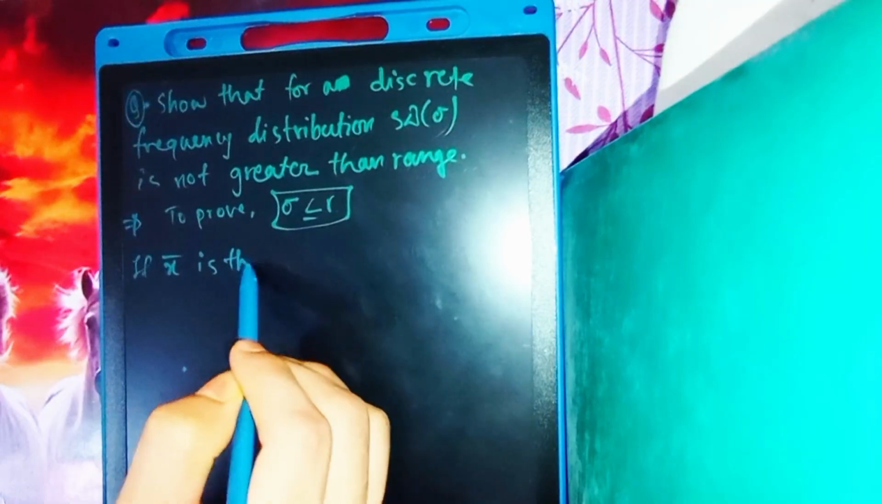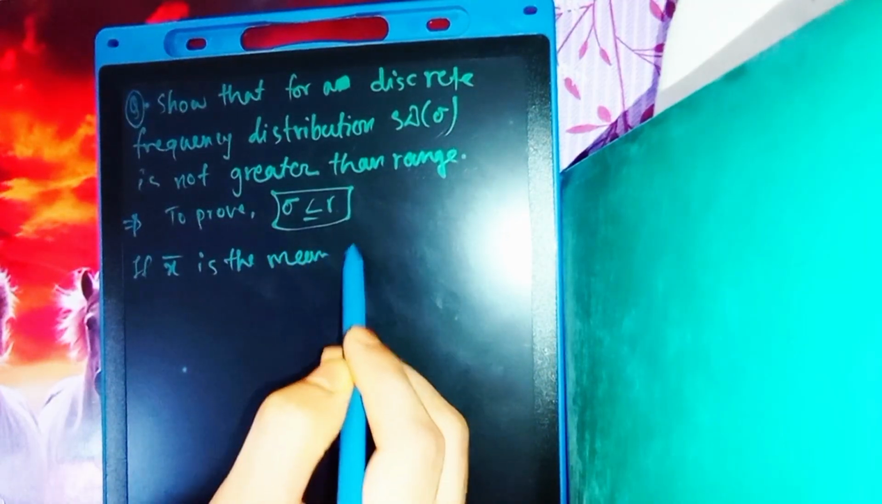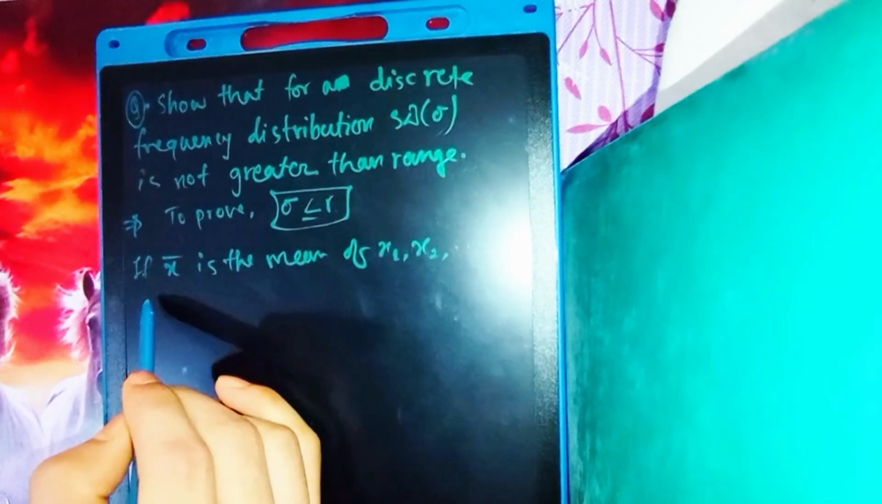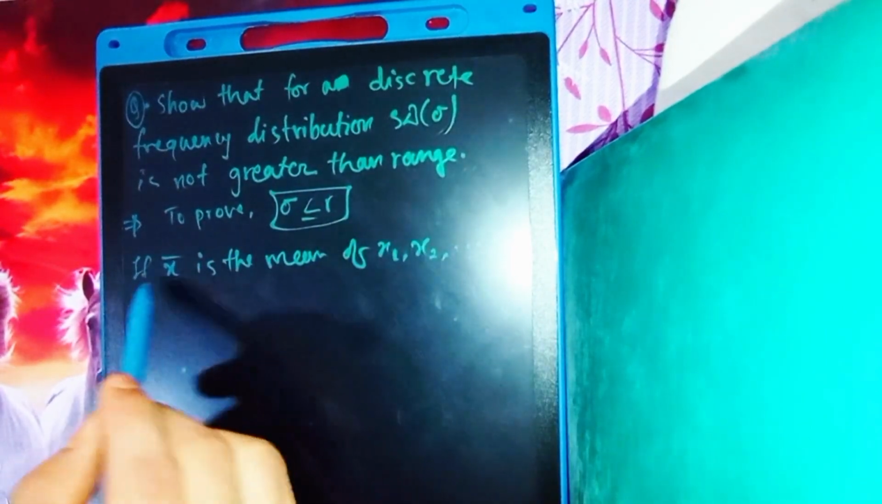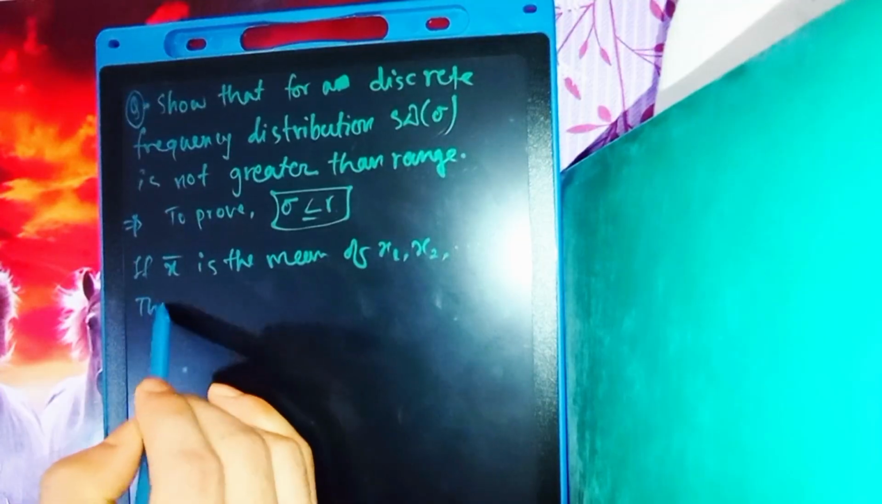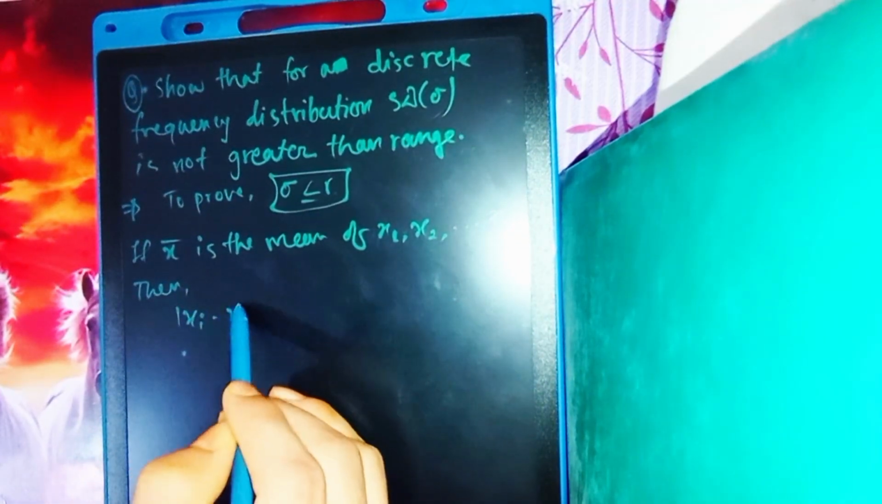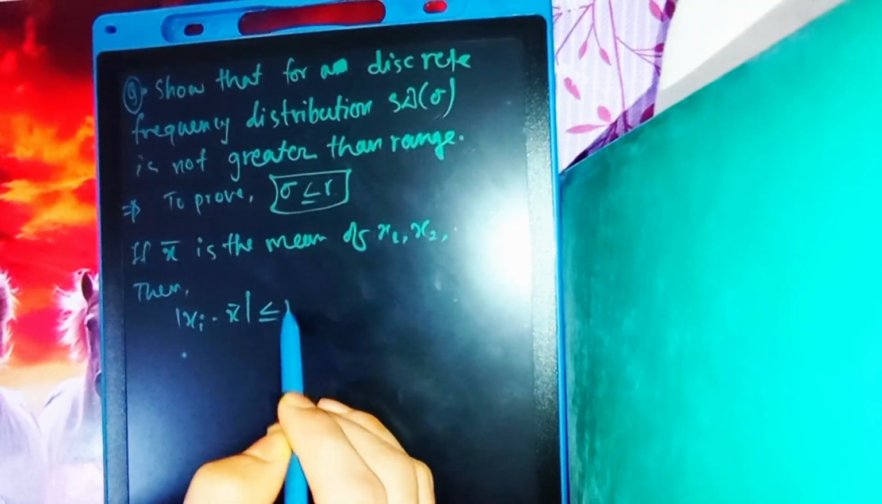Okay, we have to prove this, and for this we will let x bar be the average, or the mean, of x1, x2, ..., xn. Then we know that |xi minus x bar| is greater than or equal to the range.